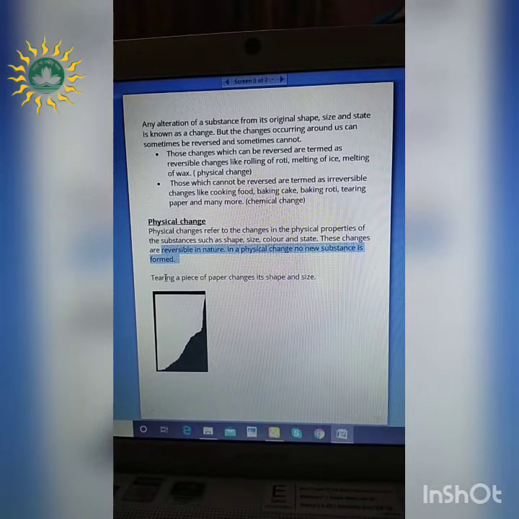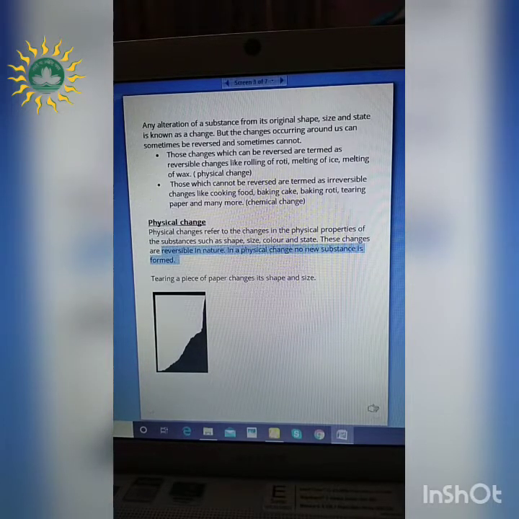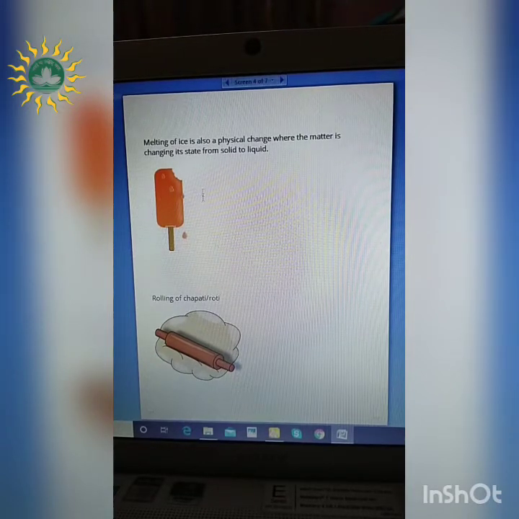For example, tearing a piece of paper can change its shape and size, but it is definitely reversible. How? Suppose we put a sellotape over it and put the pieces back, then the original substance can be reverted back. Secondly, melting of ice is also a physical change. Why? Because here the change of state is taking place from solid to liquid. That means the ice melts and forms the liquid form, that is water. Again, if we freeze it, it will revert back to its original form.